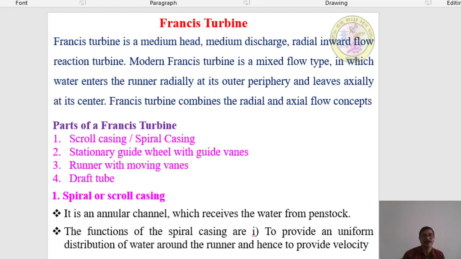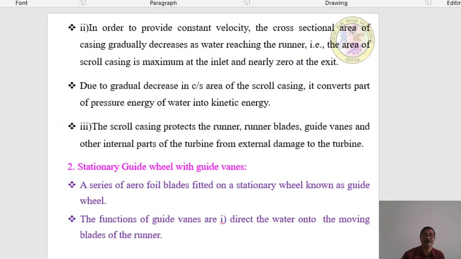First one is the spiral casing. So it is an annular channel which receives the water from the penstock. The function of the spiral casing is to provide a uniform distribution of water around the runner and hence to provide a uniform velocity. In order to provide constant or uniform velocity, the cross-sectional area of the casing gradually decreases as water reaches the runner. That is, the area of the spiral casing is maximum at the inlet and nearly zero at the exit.